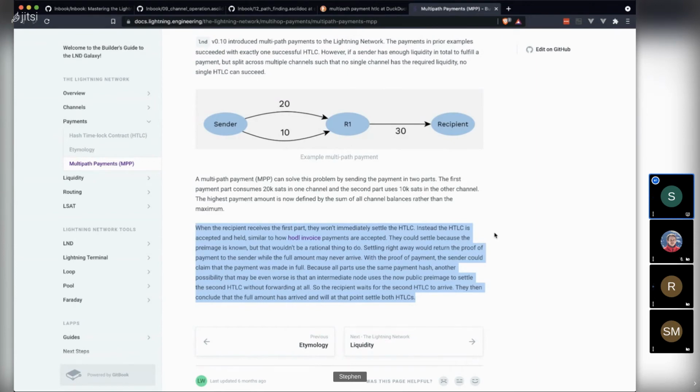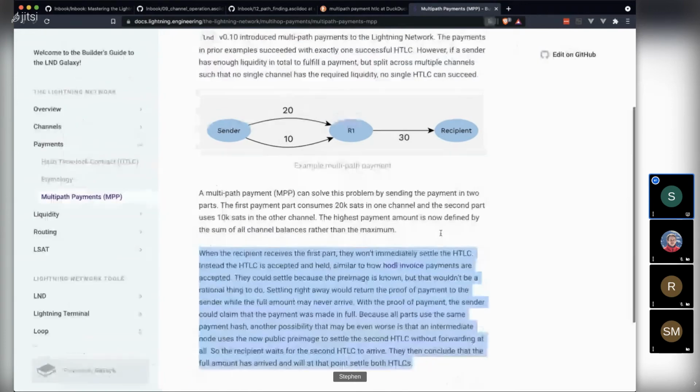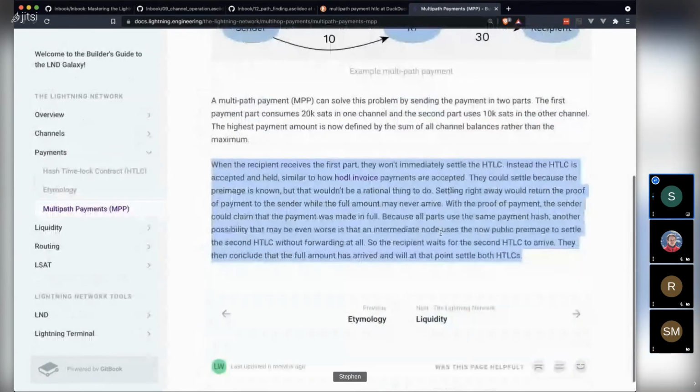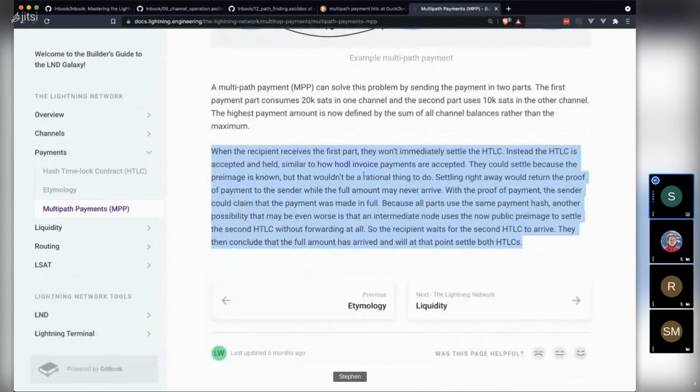It's far simpler than I thought, and you had it absolutely right. It's just as simple as the person receiving the payment does not reveal the secret until they've received all parts of the payment. When the recipient receives the first part, they won't immediately settle the HTLC. Instead, the HTLC is accepted and held, similar to how HODL invoice payments are accepted. They could settle because the pre-image is known, but that wouldn't be a rational thing to do. Settling right away would return the proof of payment to the sender, while the full amount may never arrive.